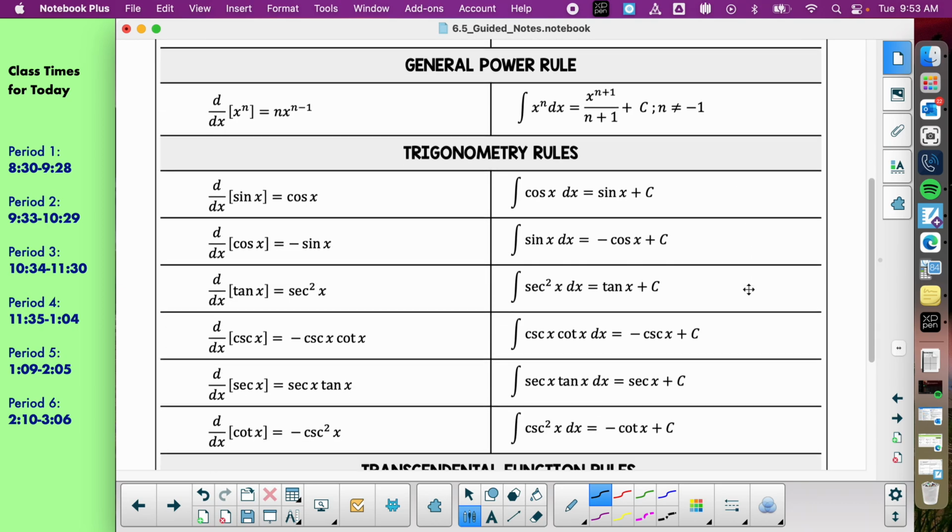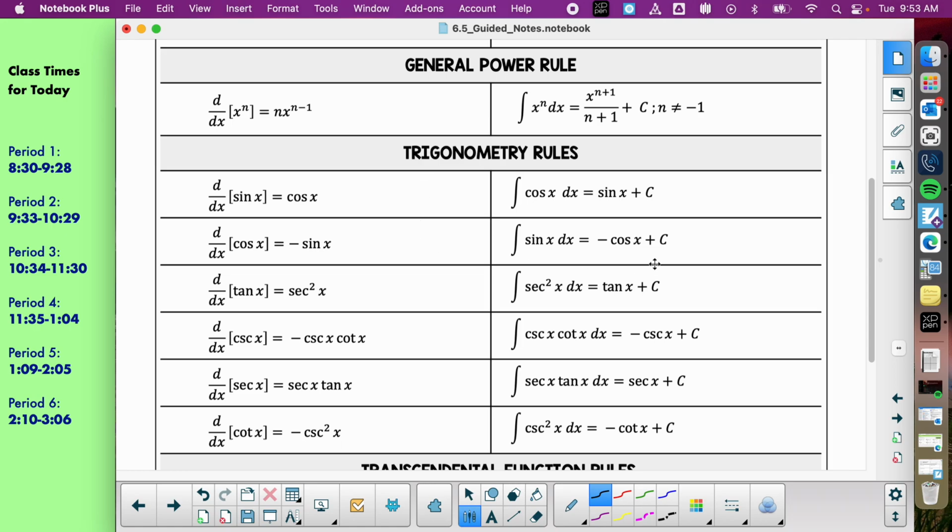Now there are trig ones. I don't know if you want me to focus on these or not today. It's the exact opposite. You're going to hate it. Derivative of sine is cosine. Derivative of cosine is negative sine. Now the integral of cosine is positive sine. The integral of sine is negative cosine. So, again, you will hate it. As long as you remember the order, you'll be fine.